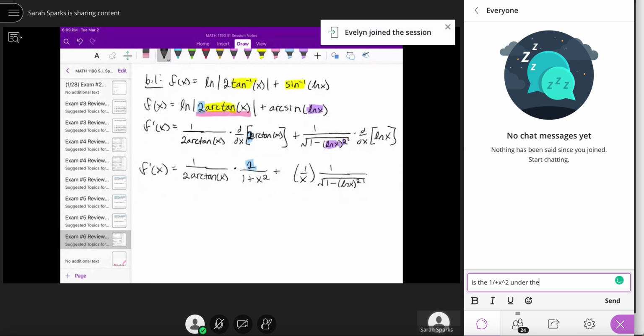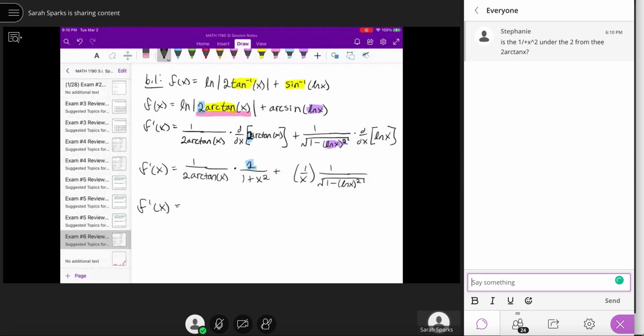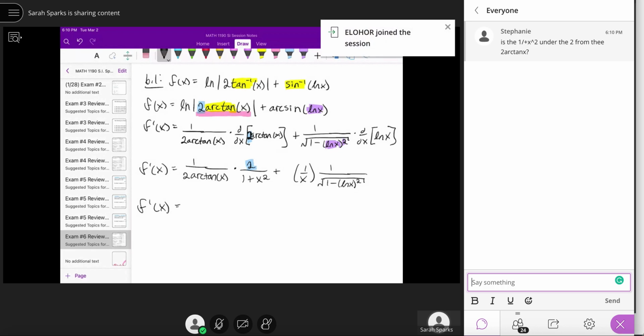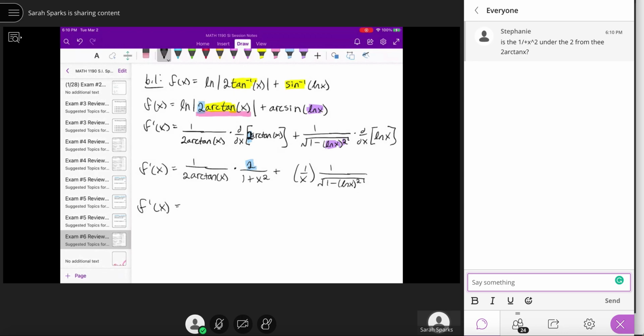Okay, and then from here, we just have to simplify a little bit, and then we're basically done with this problem. Is the 1 divided by 1 plus x squared under the 2 from the 2 arctangent x? Yeah. The derivative of arctangent is 1 over 1 plus x squared. But since we have that 2 being multiplied, highlighted in blue, that 2 is going to be on the top.